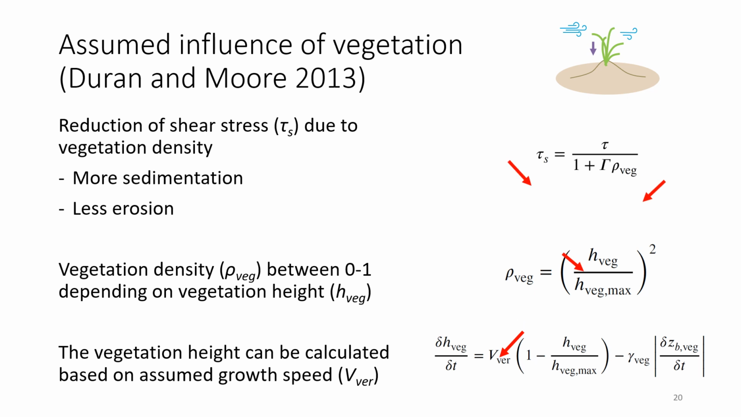because the other way around, when we assume a growth speed, the vegetation height can be calculated, which influences the vegetation density, which determines the reduction of shear stress. So this is a dynamic coupling between the growth of vegetation and the reduction of shear stress.